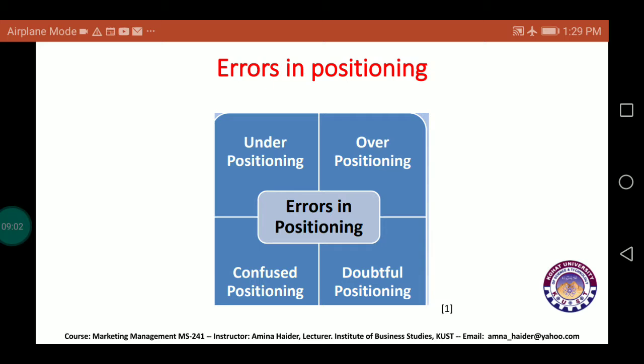Under positioning is disadvantageous to a brand or product because marketers do not position it strongly enough. They do not associate the brand with a clear benefit or competitive edge so that consumers know exactly what sets it apart from competitors. For example, the Flip video camera was discontinued because they did not establish a good positioning strategy against mobile video cameras that were easier to use.